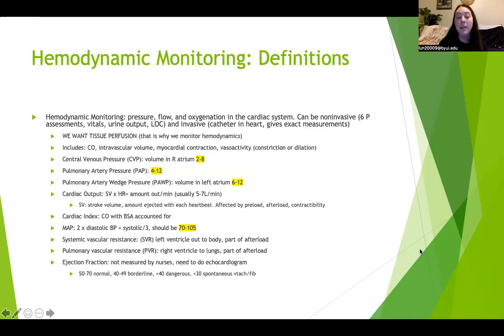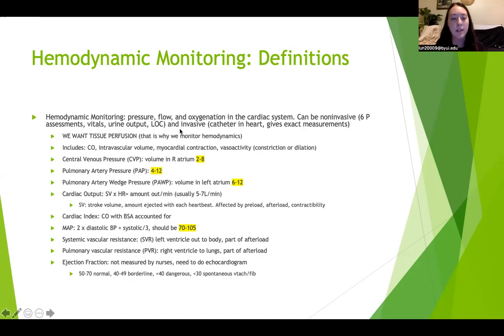Okay, so hemodynamic monitoring definitions. Hemodynamic monitoring, like they explained in class, is basically all the ways we've been taught so far to monitor somebody's cardiac function as well as the perfusion to their body. And then the hemodynamic monitoring parameters that we're adding in here, like central venous pressure and pulmonary artery pressure, are all things that are measuring volume in the body.